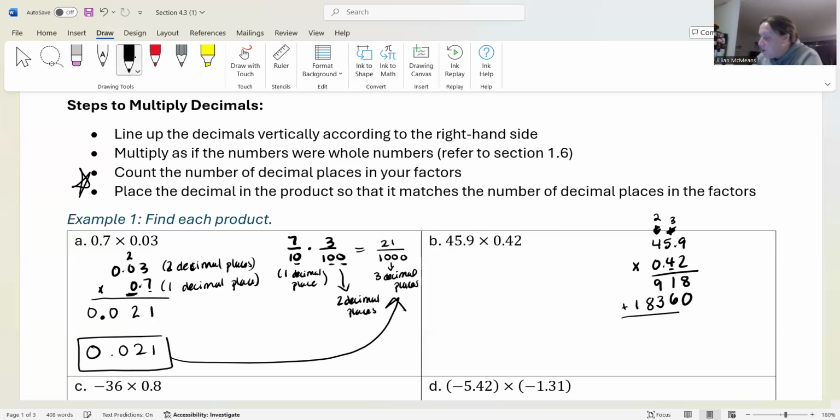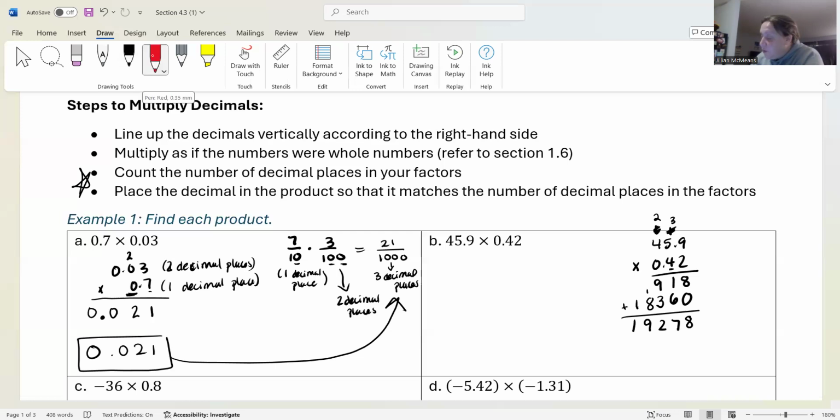So I want to add my partial products. So let's see, I get 8 plus 0 is 8. 6 plus 1 is 7. 9 plus 3 is 12. So I keep a 2. I carry a 1. 8 plus 1 is 9. And then there's nothing to add to this last one, so I just drop it down. Okay? Now let's do that whole decimal place thing.